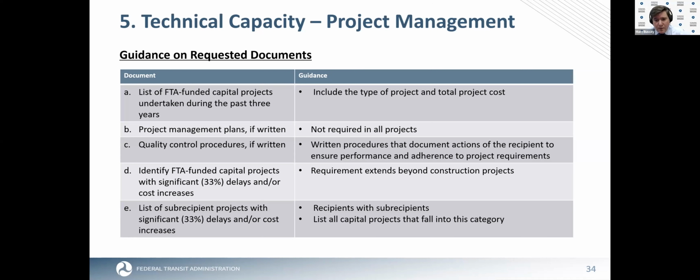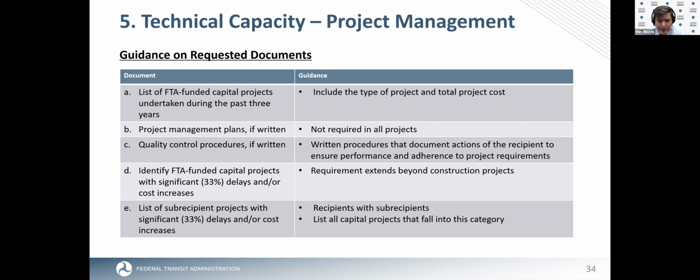Item C, quality control procedures. If you have any documentation about how you ensure performance adherence to project requirements, you make sure that you're not incurring costs prior to getting the appropriate permits and all those types of things, how you stay on track, how you stay on schedule and on budget, then provide those as well.